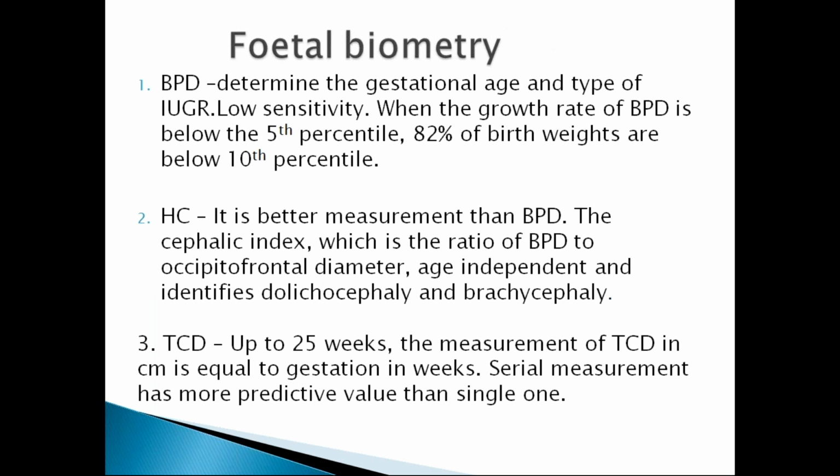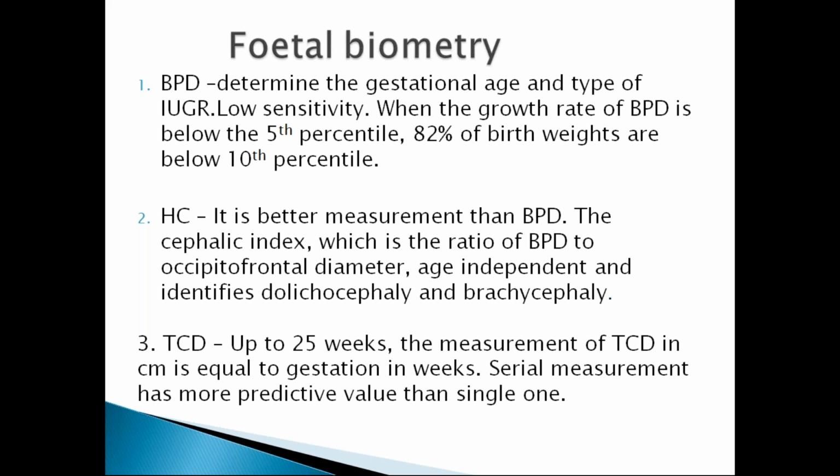Fetal biometry. What we are measuring is BPD, femur length, abdominal circumference, head circumference, transcerebellar diameter. BPD is biparietal diameter. We are measuring biparietal diameter from one side to the other side of the parietal eminence, and it is at the thalamic level. That is also a scan.